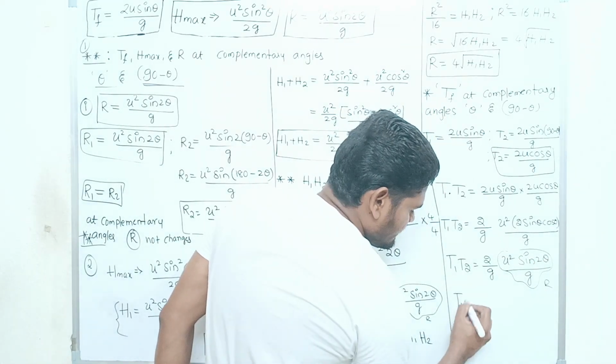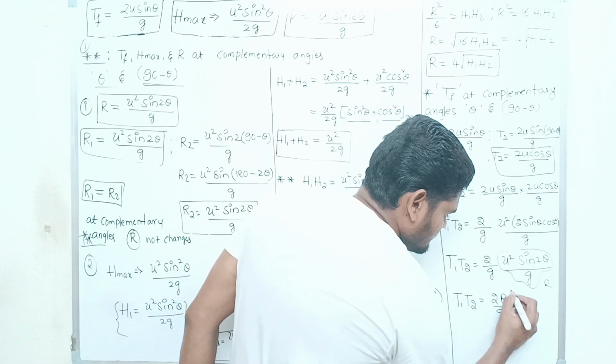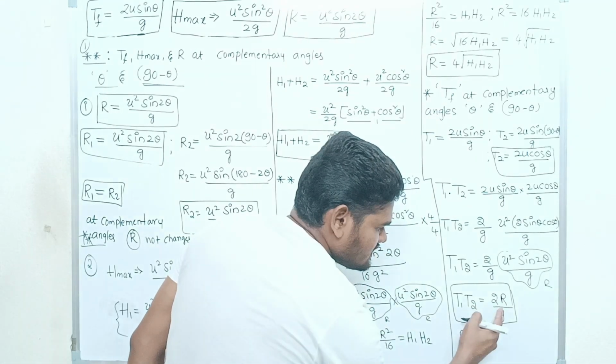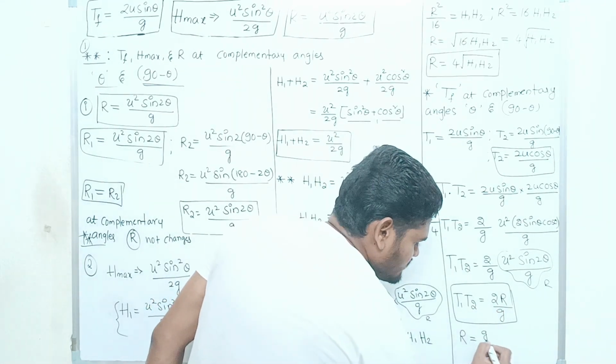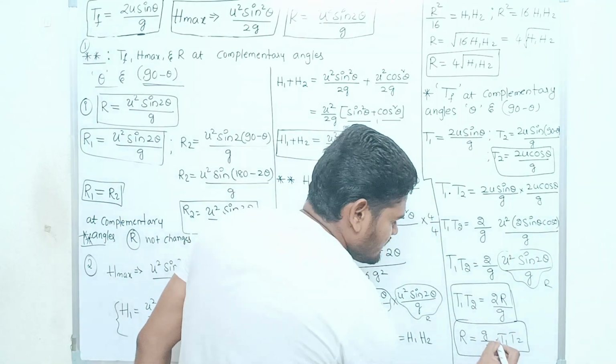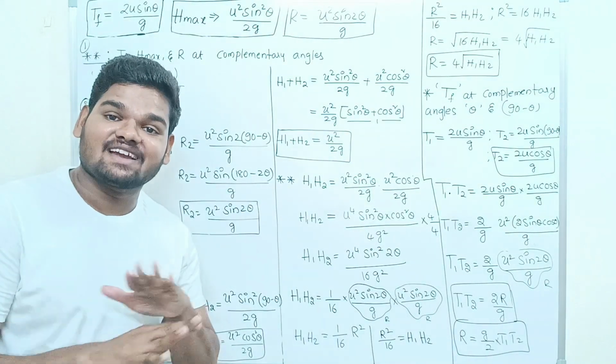So we got T1 T2 is equal to 2R by g. If you wanted to write R, then R is equal to g by 2 into T1 T2. That's it. Okay, so all the application part is completed.